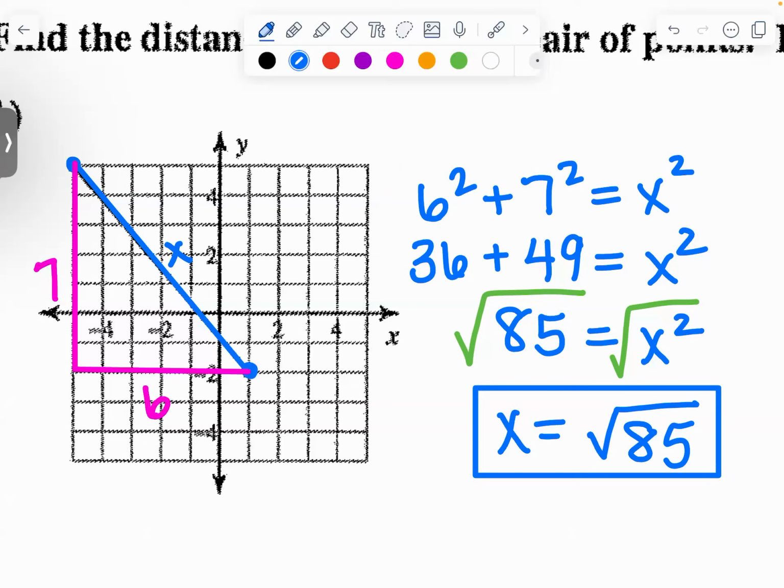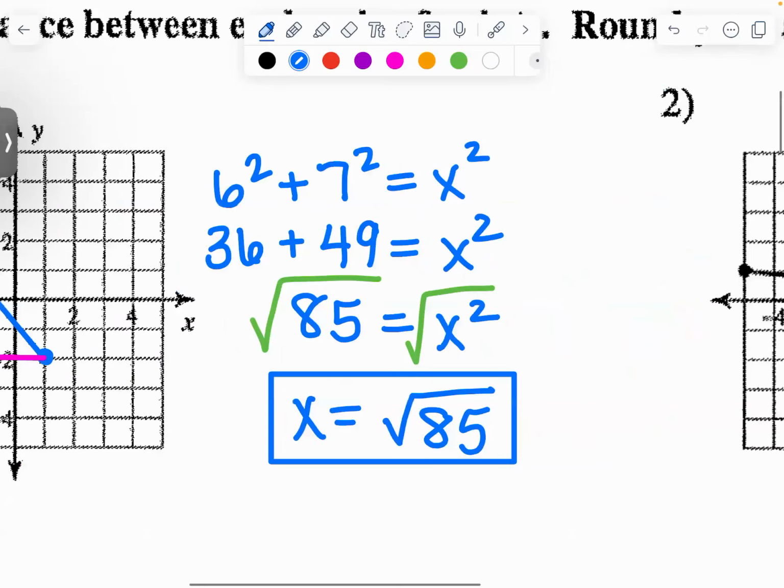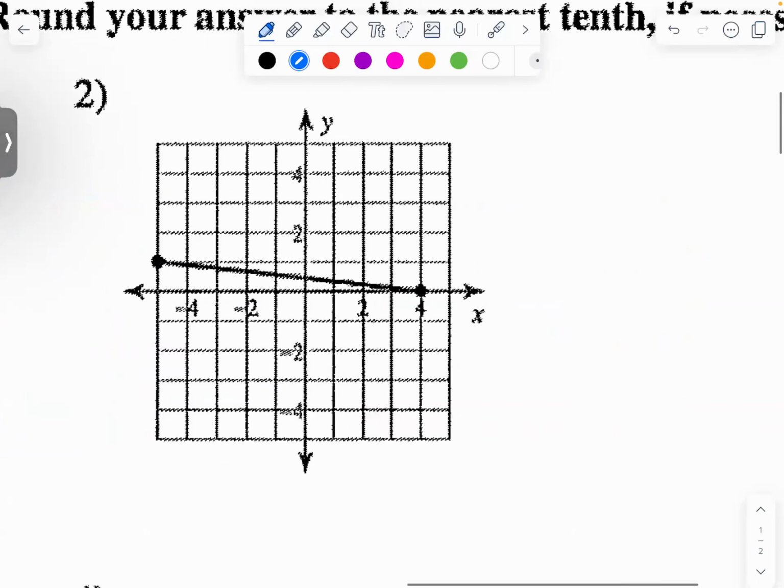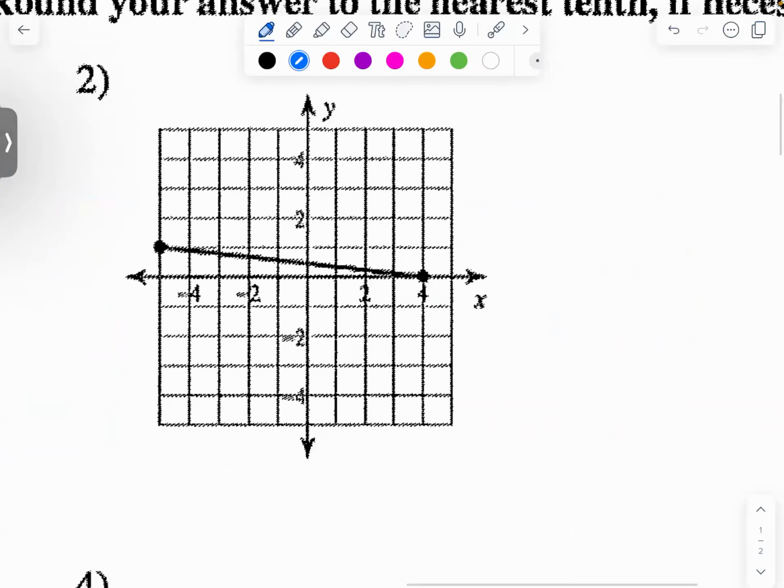Okay, I am going to give you just a little bit of time. I want you to draw the triangle in number 2. Okay, so what did we talk about? Go down until you get to the next point and then go side to side. We're on number 2 on the white.